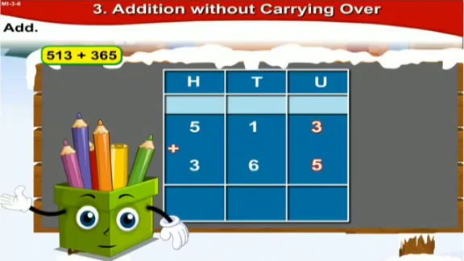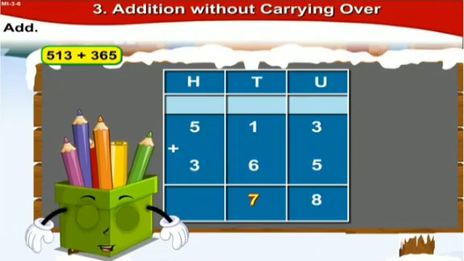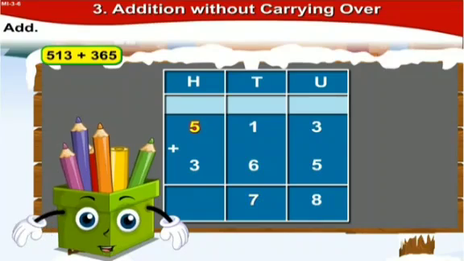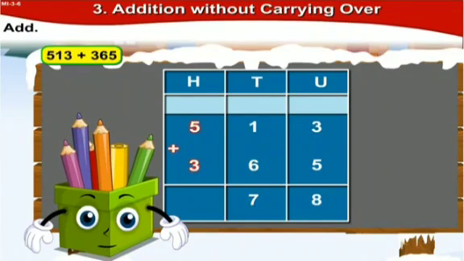3 units plus 5 units is 8 units. In the tens column, 1 ten plus 6 tens is 7 tens. In the hundred column, 500 plus 300 is 800. So the answer is 800, 7 tens, 8 units, which means the answer is 878.